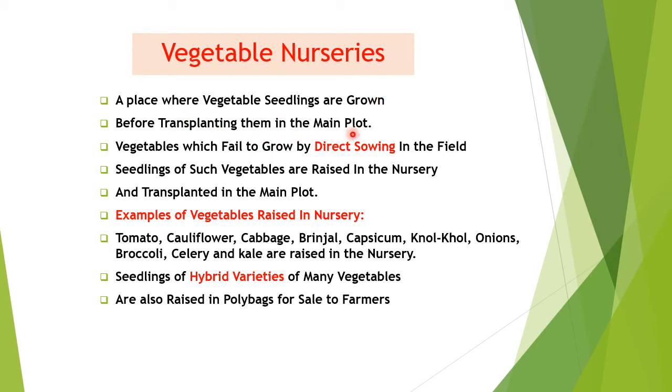in the main plot. See, there are some vegetables which fail to grow by direct sowing in the field. So what is the need? Seedlings of such vegetables are raised in the nursery and transplanted in the main plot. Examples of vegetables raised in nursery: tomato, cauliflower, cabbage, brinjal, capsicum, knolkhol, onions, broccoli, celery and kale are raised in the nursery because they cannot be directly sown. That's why they are first grown in the nurseries and then their seedlings are planted.